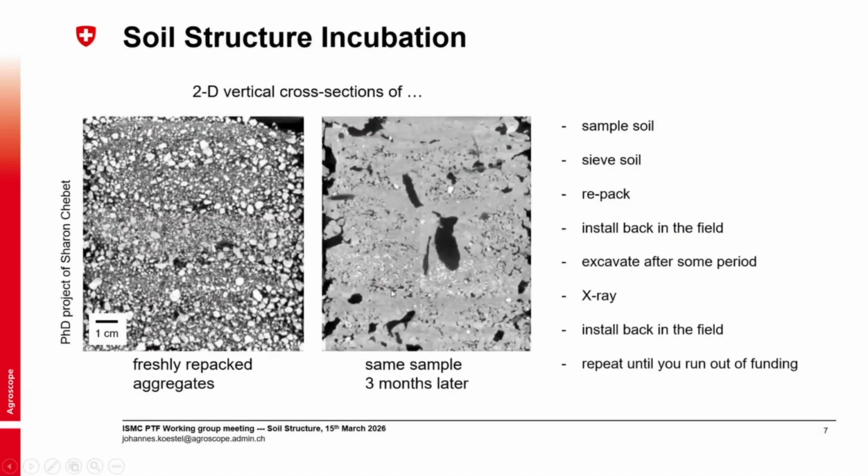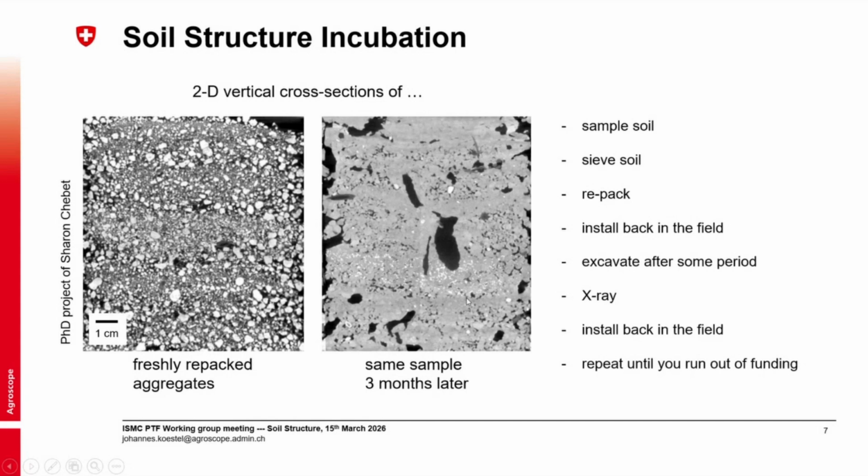Okay, and finally, to now get you set up completely. So what is meant with soil structure incubation is the following approach. Here you see 2D vertical cross sections. So first you sample soil, then you sieve the soil, then you repack it. Here on the left, you see how it looks if you repack it very loosely, just by adding layer by layer of aggregates and shaking a bit. And then you install this sample in the field and simply wait. And after a time, you excavate it and do another X-ray image.